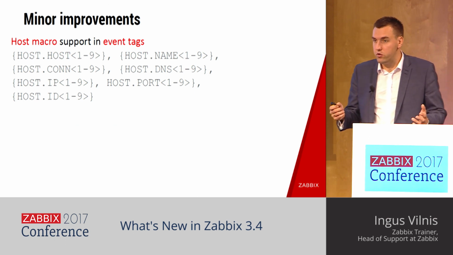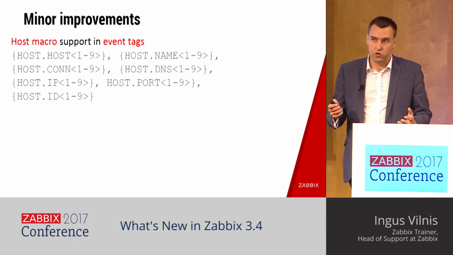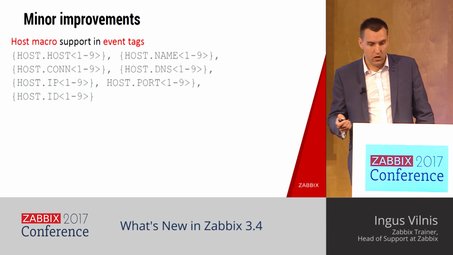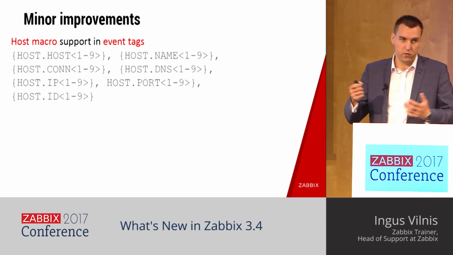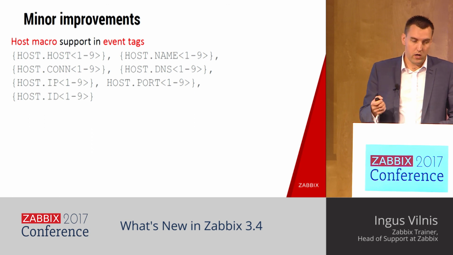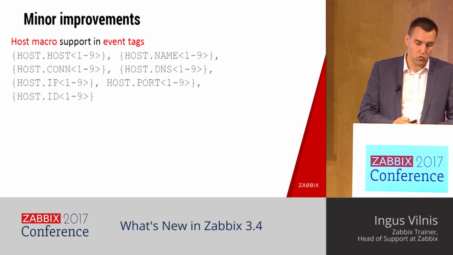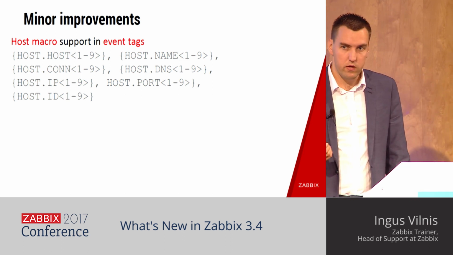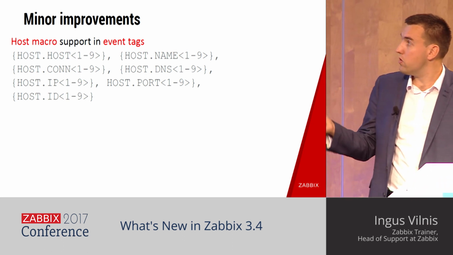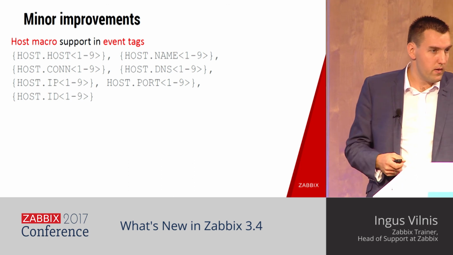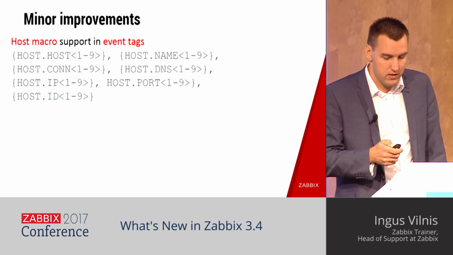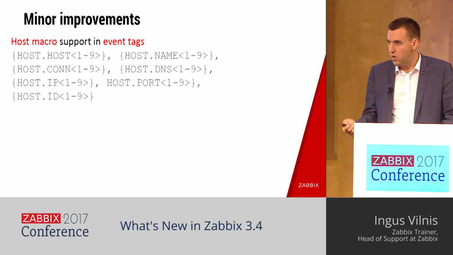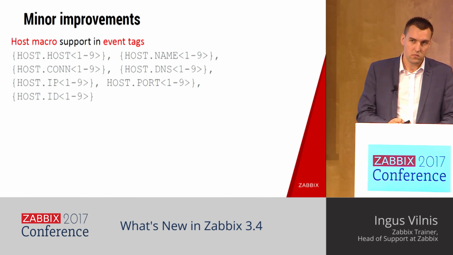Event tags, they were introduced in Zabbix 3.2 for more flexible, well, for event correlation purposes. Now you can also use new host macros in the event tags, so all the host name, host con, etc. tag can be used in the event tags for even more flexible correlation options.